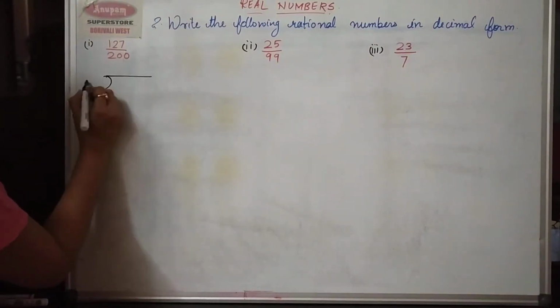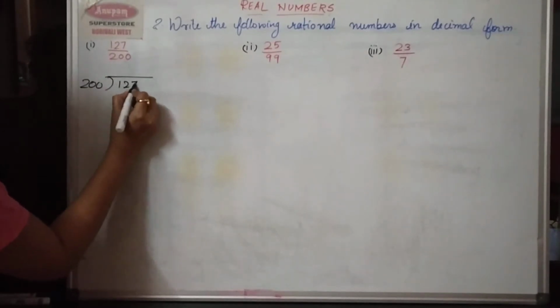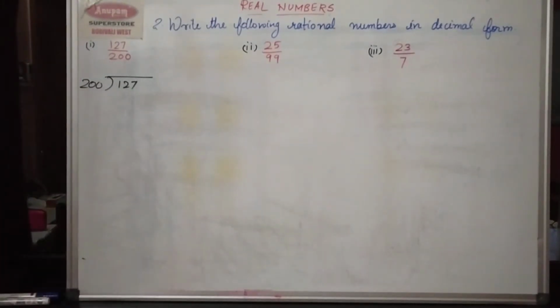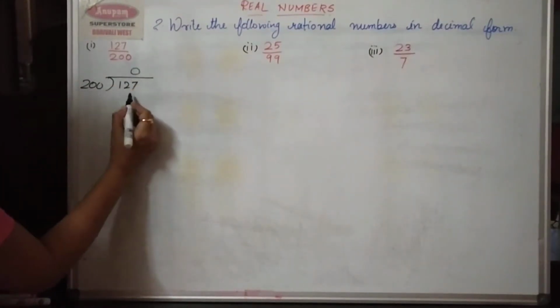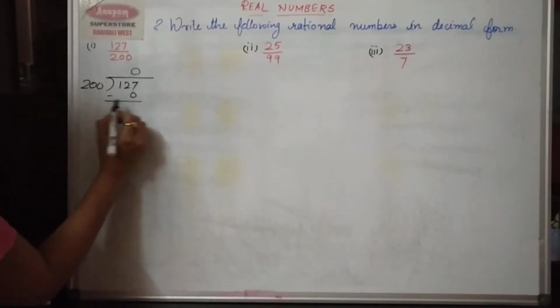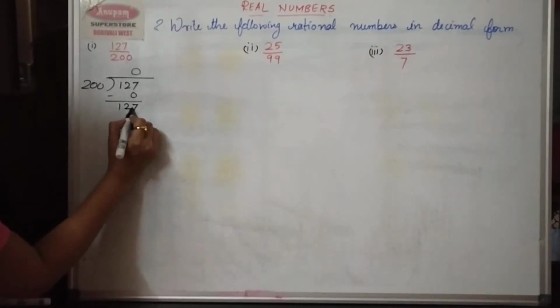So 200 goes out and 127 goes in. Now how do I divide this? As you look there on the board, you find that 200, which is the number outside, is much bigger than the number 127. So definitely if I try 200 into 1, it will give me 200, which I cannot write here. So the first step is to multiply 200 with 0, which will give me 0, and hence I will write down 127.